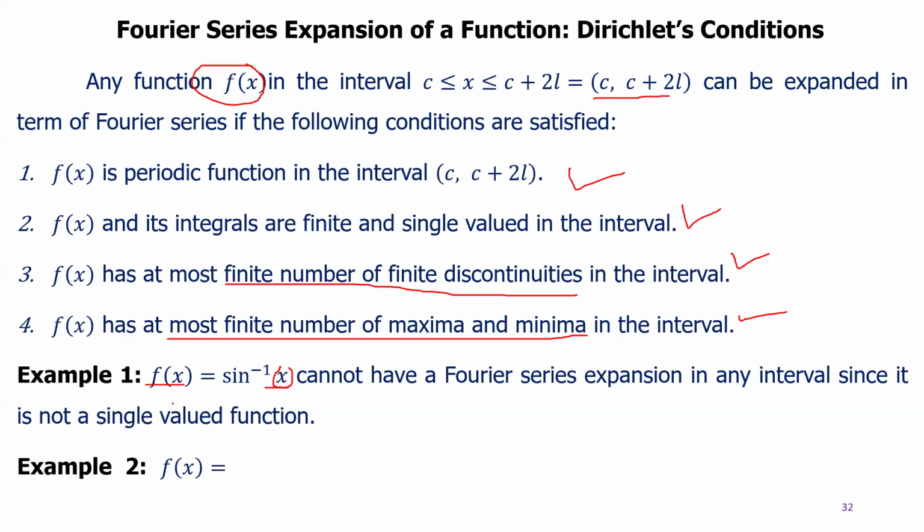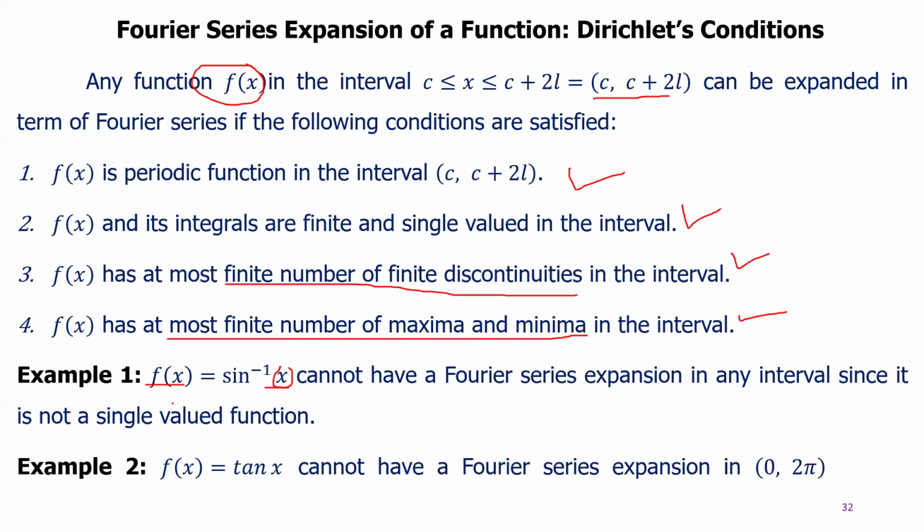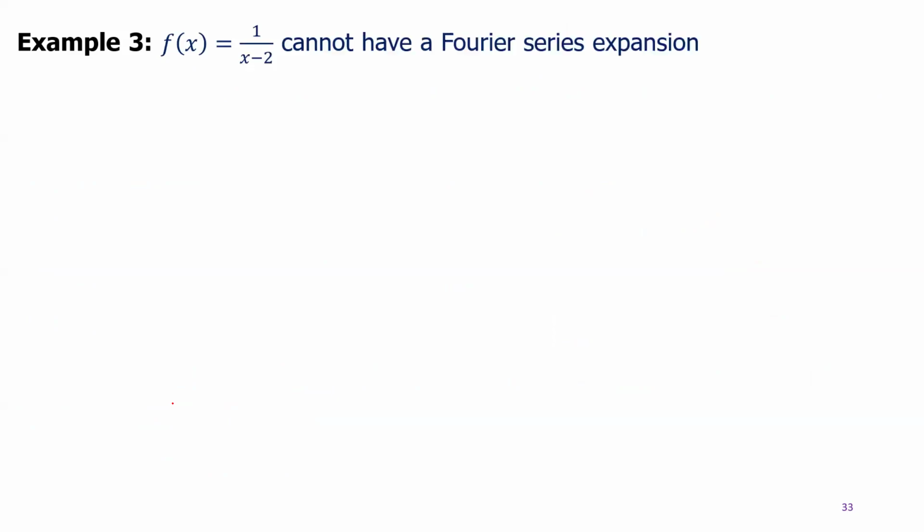Example number 2, f(x) = tan x cannot have a Fourier series expansion in 0 to π since it becomes infinite at π/2. Example number 3, f(x) = 1/(x - 2) cannot have a Fourier series expansion since it has an infinite discontinuity at x = 2. These are some examples of functions which cannot be expanded in terms of a Fourier series.